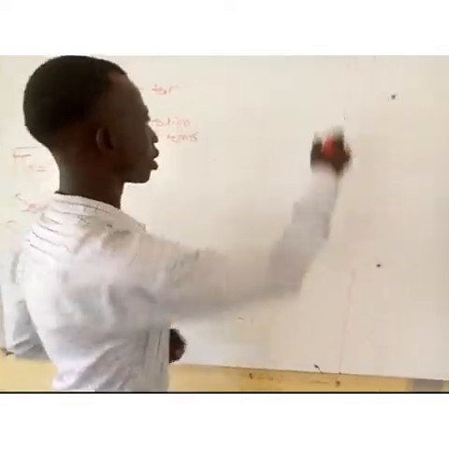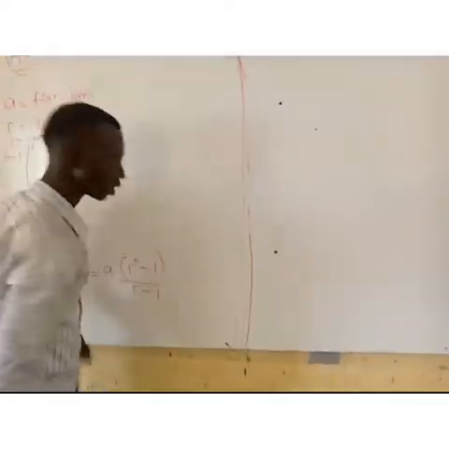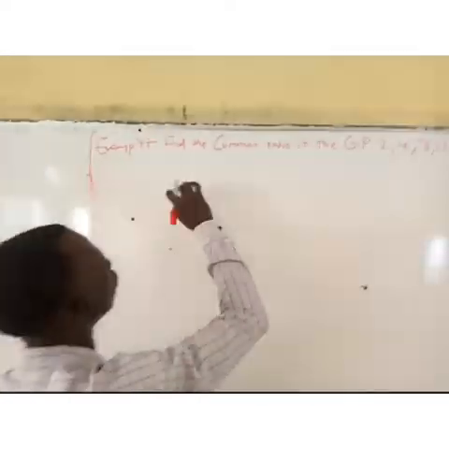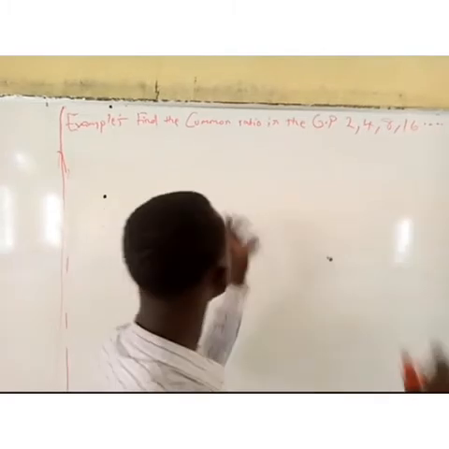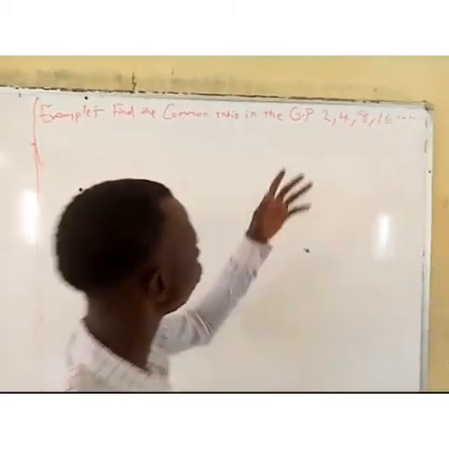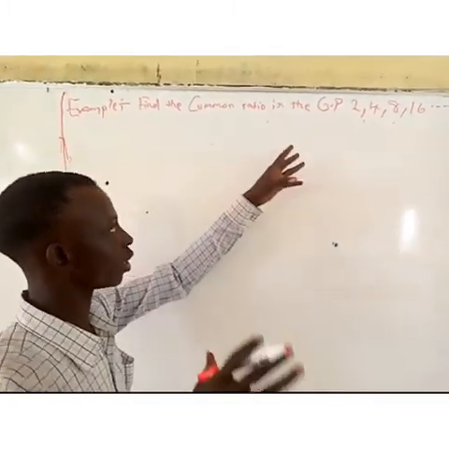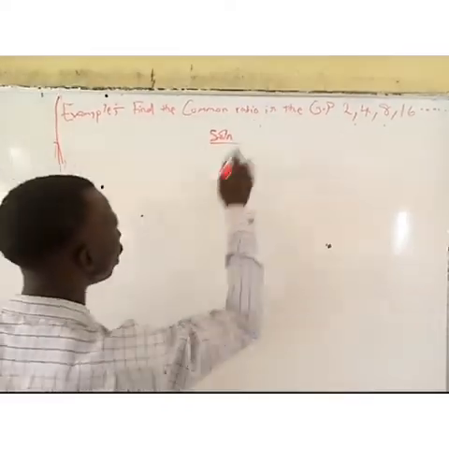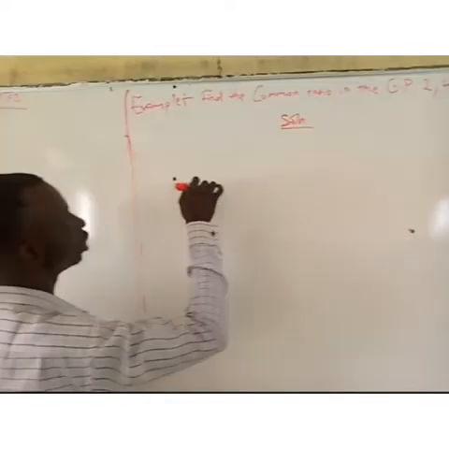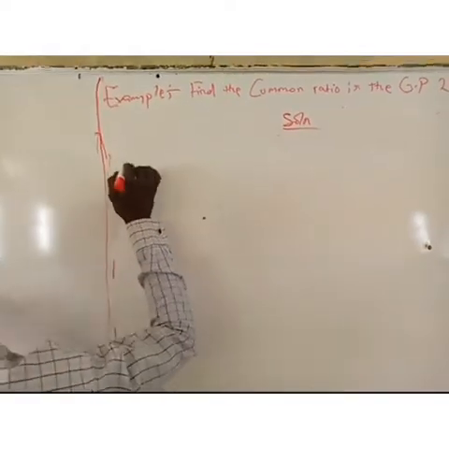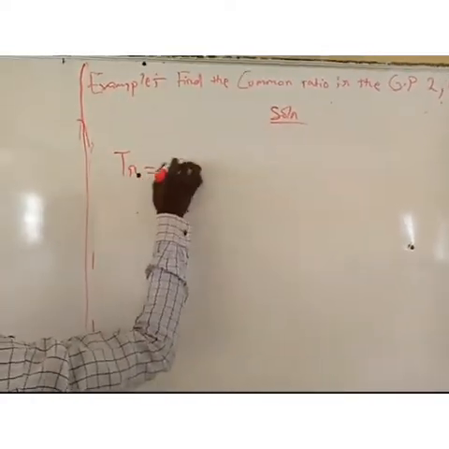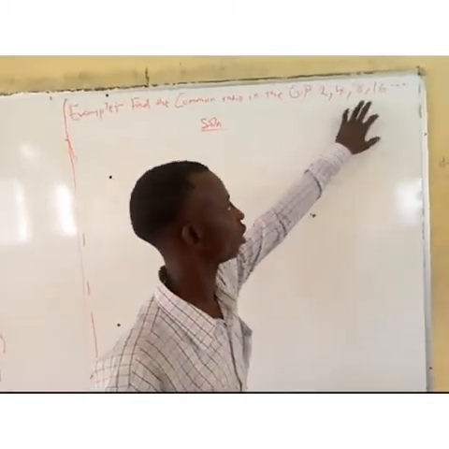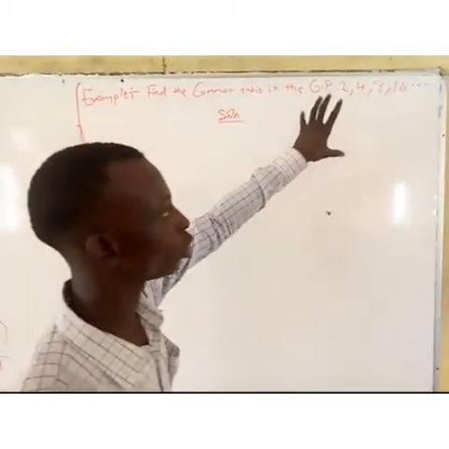So we'll be looking at examples. Let's take example 1. The first question is very simple: find the common ratio in the GP. You're already told that it's a GP, so you just move and solve. You know the formula, right? Tn is equal to A R^(n-1). Now, find the common ratio in the GP 2, 4, 8, 16.